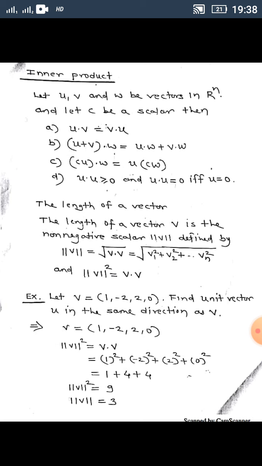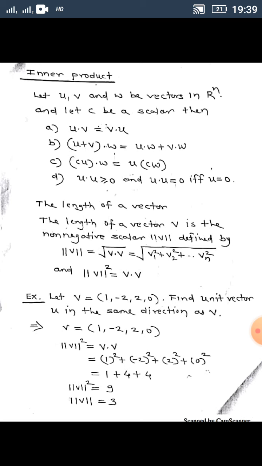Third, c u into w, that is, association of one vector with a scalar, is equal to u into c of w, that is associativity. And fourth, u into u should be greater than or equal to 0. U into u is positive, the norm should be positive, and u into u is 0 if and only if u is 0. If any vector space satisfies these conditions, we can say that it is an inner product space.